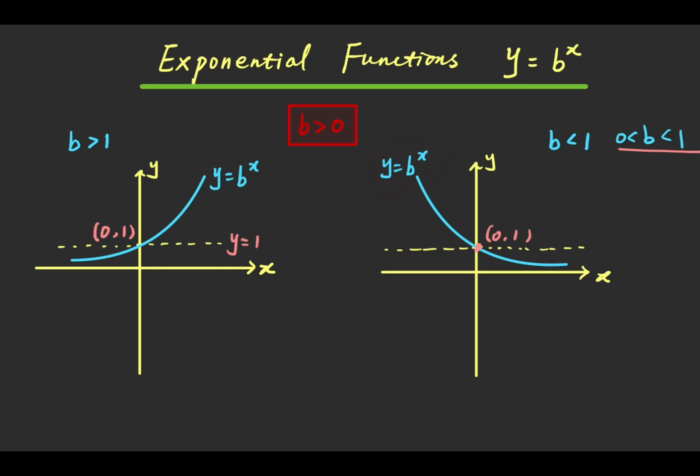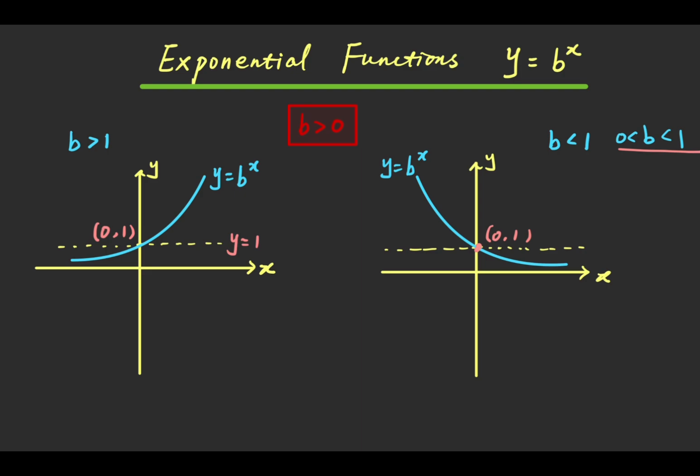From these two graphs, you can summarize the features of the exponential function. x in the position of exponent is the independent variable, b is the base. It must be a constant. But we divide this function into two situations. This is the first situation, b greater than 1. This is the second situation, b greater than 0, less than 1.